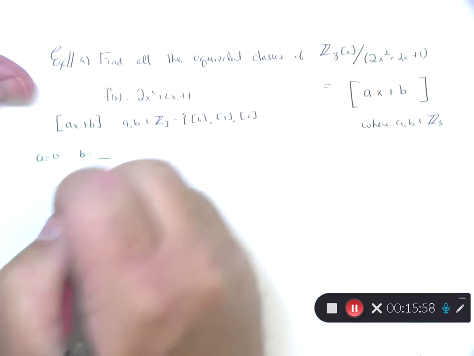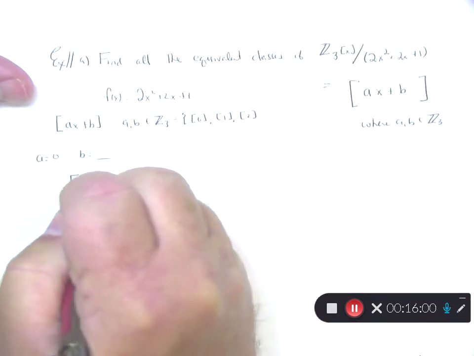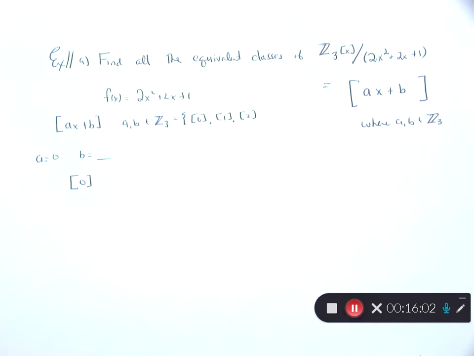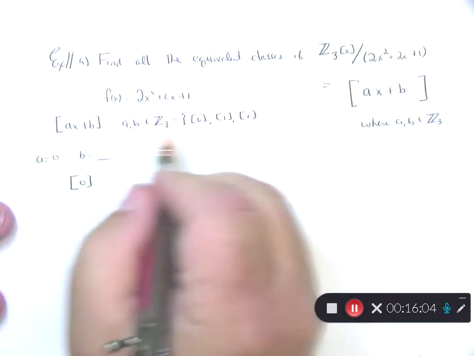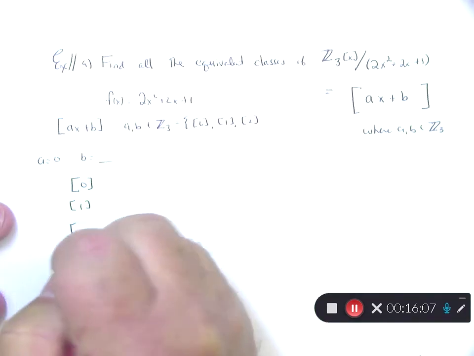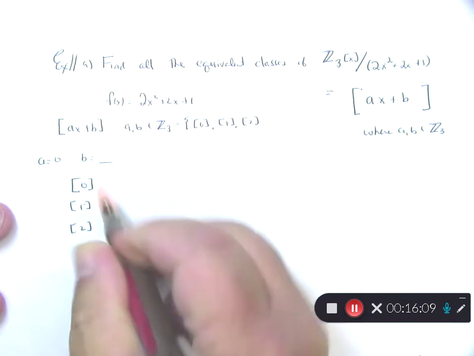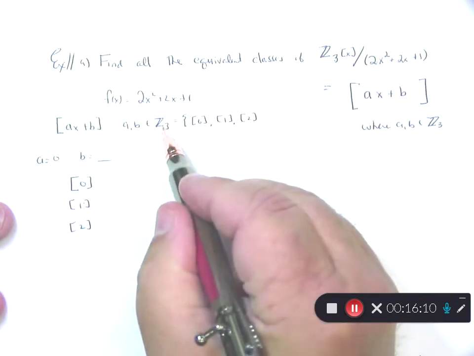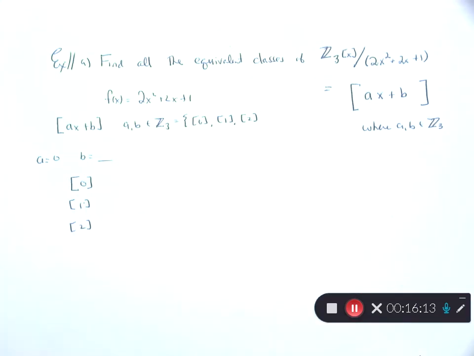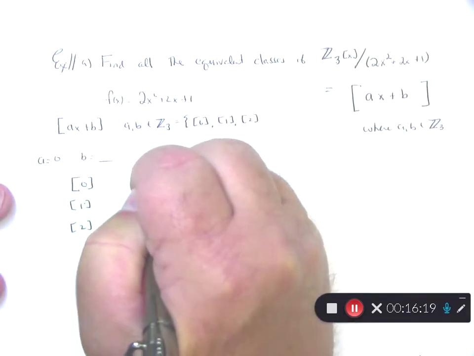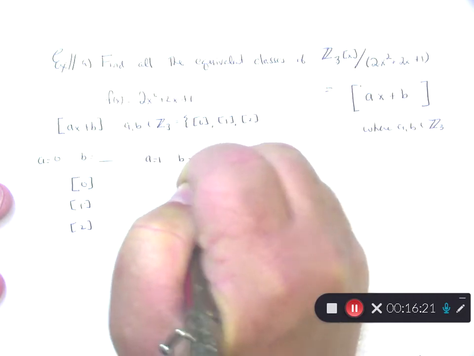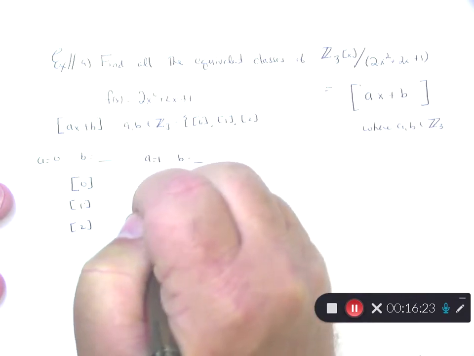So here's my first column. a is 0, b could be 0, so that would be just the 0 equivalence class. a is 0, b could be 1, and a is 0, b could be 2. 0, 1, 2. And that actually is the field Z3. It's contained inside the equivalence classes, like we talked about before. But now I'm going to move up, I'm going to let a equal 1, and then run the gamut on b.